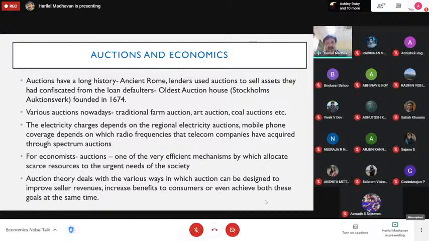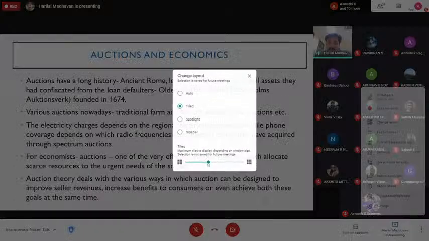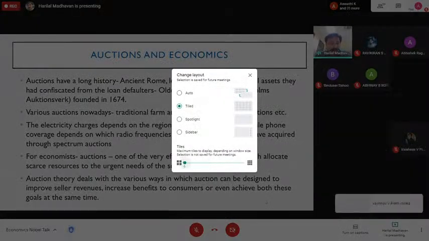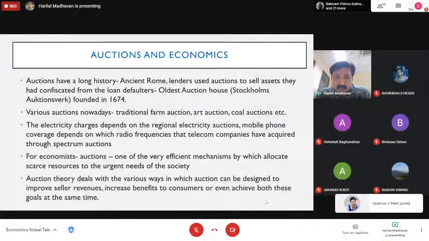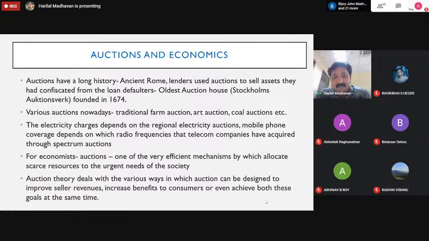Now you can assume how long this actually dates back, right? And obviously we have come a long way from there. So various auctions nowadays, you see, very traditional forms of auctions in farm auctions, art or painting auctions. So there are very traditional ways of auctioning products, goods and services in economics, if you call it that, right?